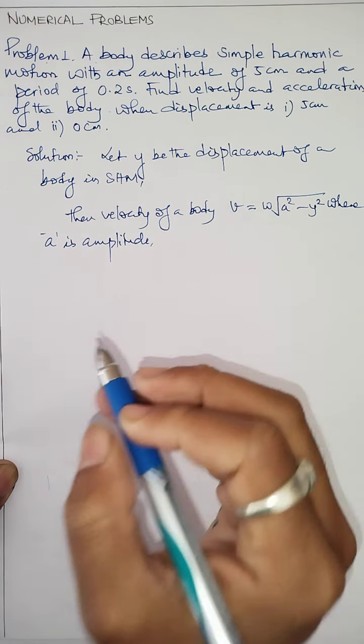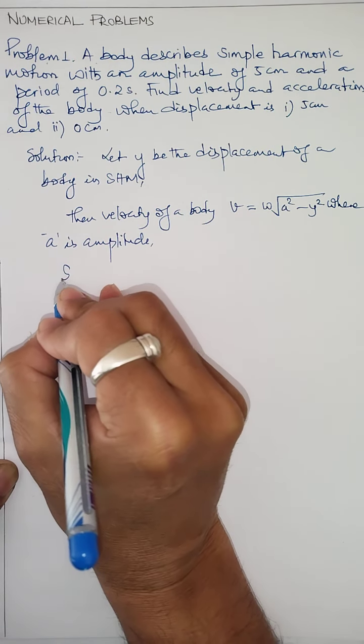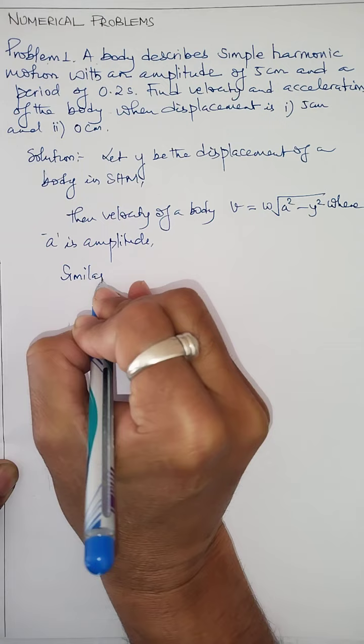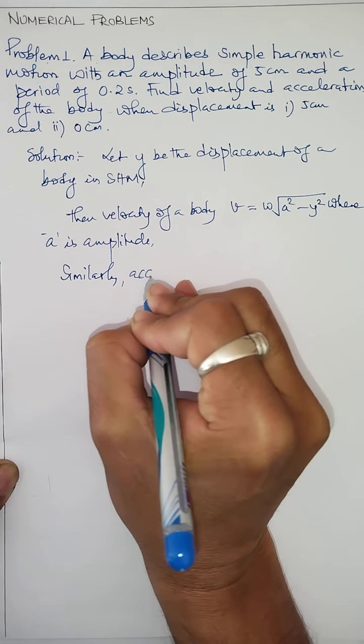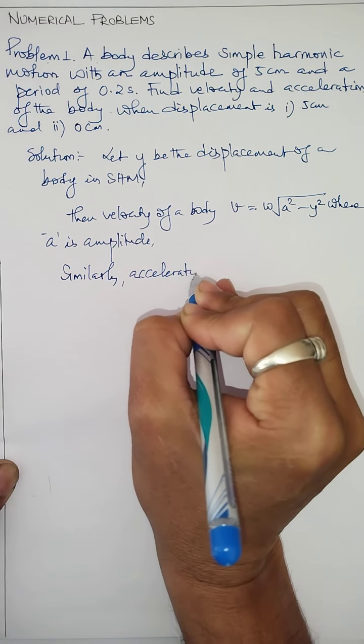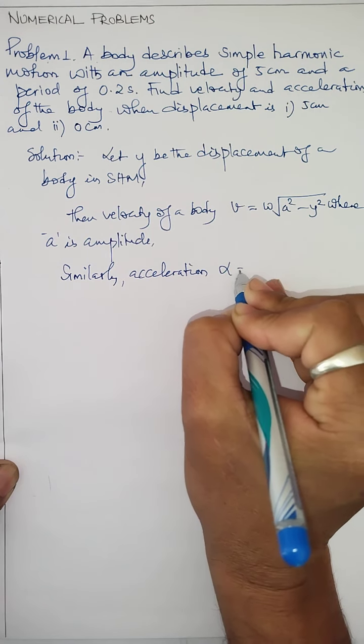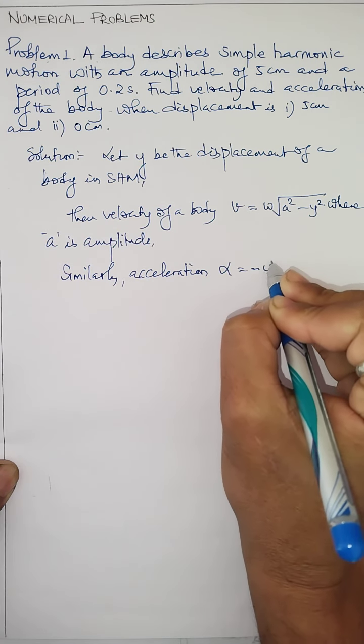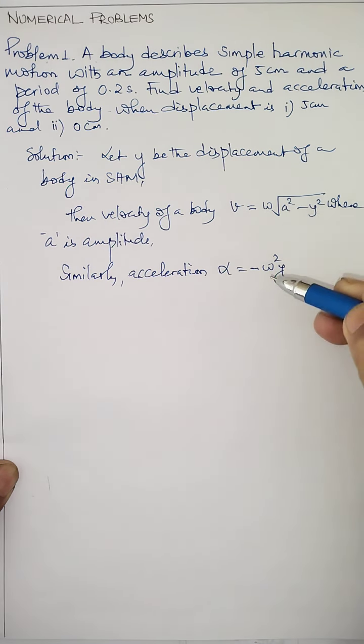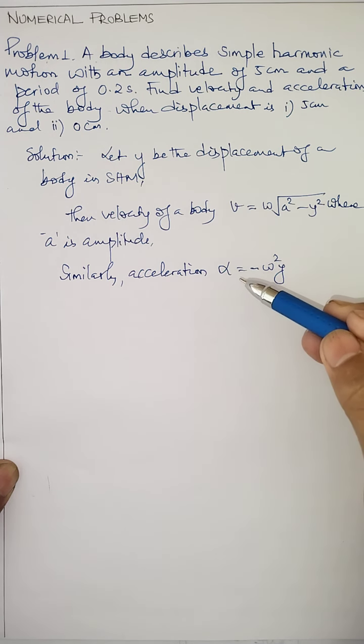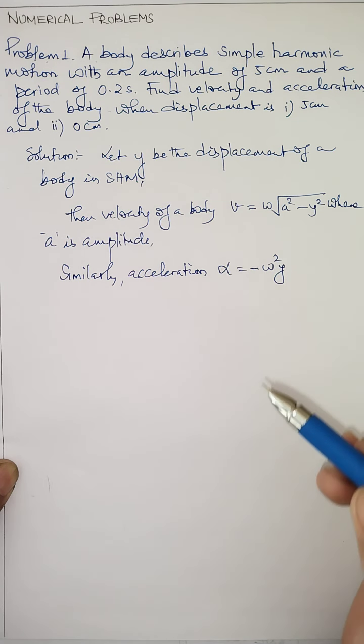Similarly, we know the acceleration, and acceleration is also given this way. Acceleration, marked by the letter alpha, equals minus omega square y. So these are the relations that measure the velocity and acceleration of a body at any instant of time.